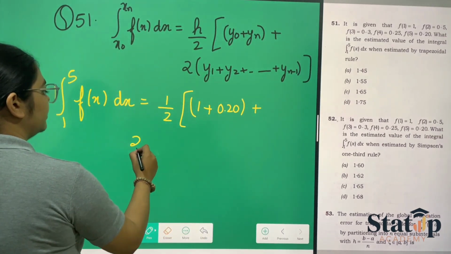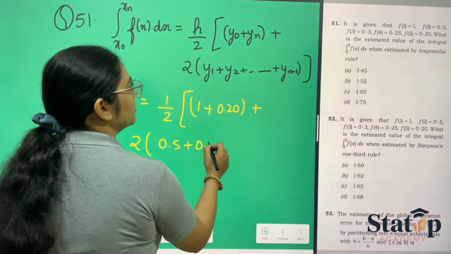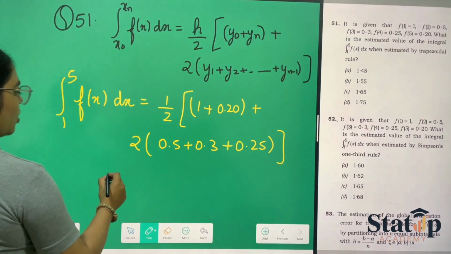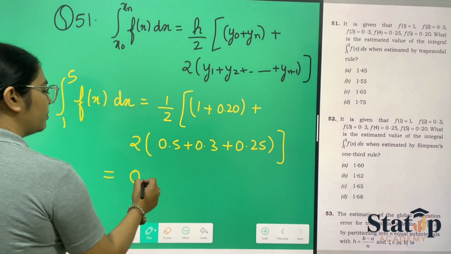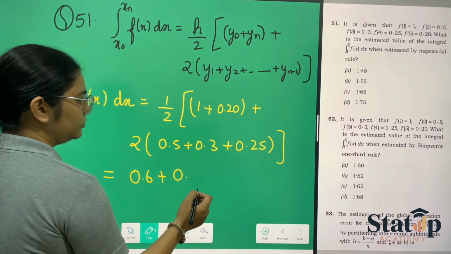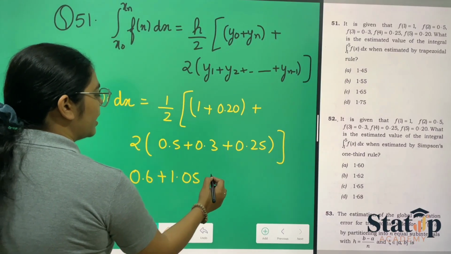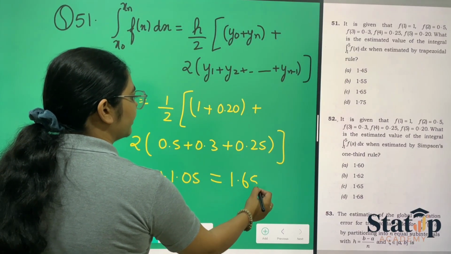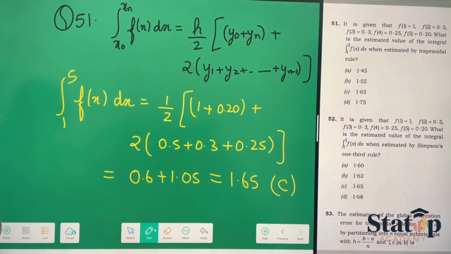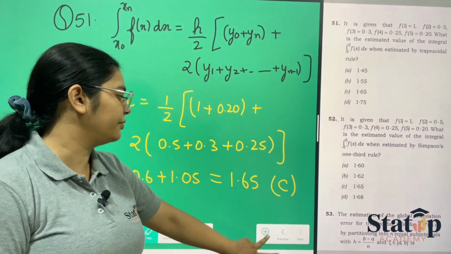Let us take in another line. 2 into 0.5 plus 0.3 plus 0.25. On solving this, we will be getting 0.6 plus 1.05, and your final answer will be 1.65, which is our option number C in this case. So question number 51 is the direct implementation of our trapezoidal rule. So option number C is the correct answer for this.